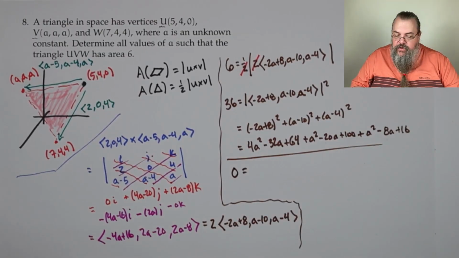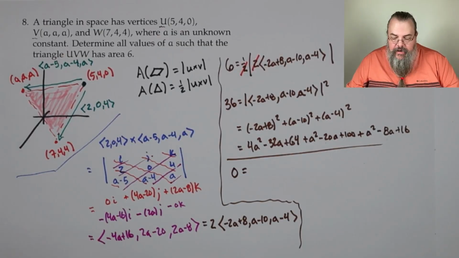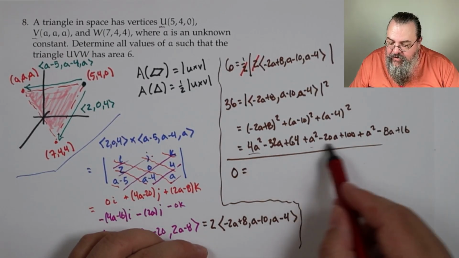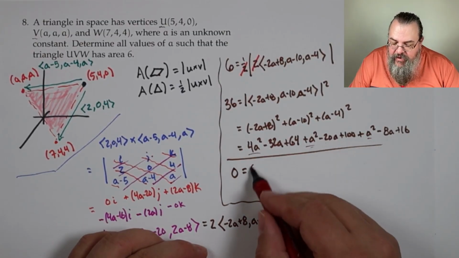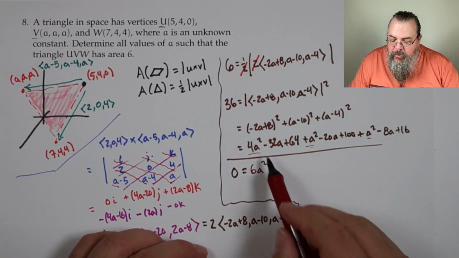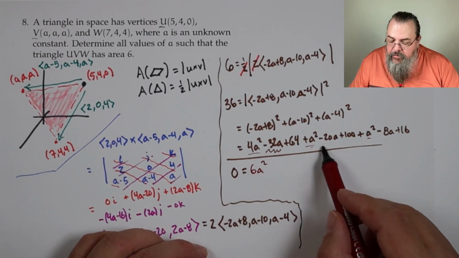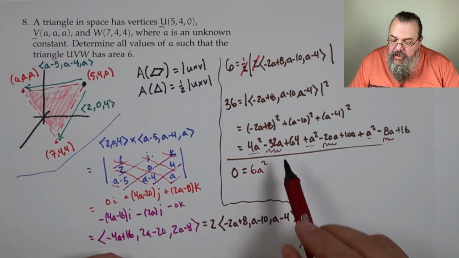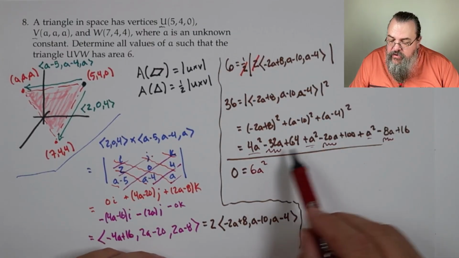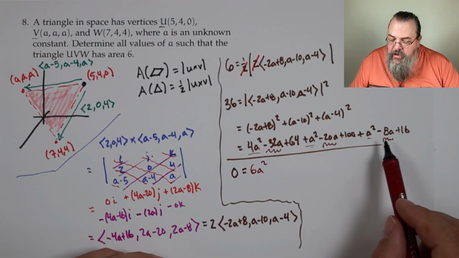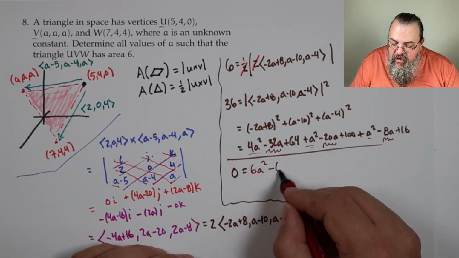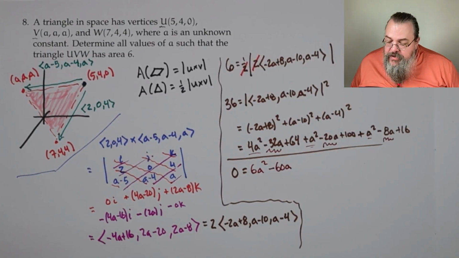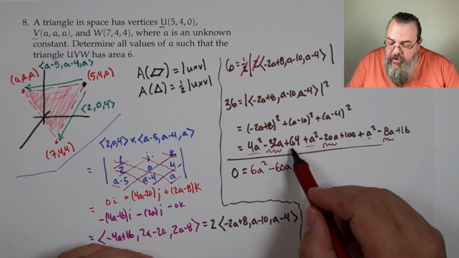and let's do our gathering, our hunter-gathering phase. So we've got 4a squared and a squared and a squared, 6a squared. We have minus 32a, minus 20a, minus 8a. All right, so that's minus 32, minus 8, that's minus 40, minus 20, that's minus 60a. Okay, interesting. Now, we have 64.